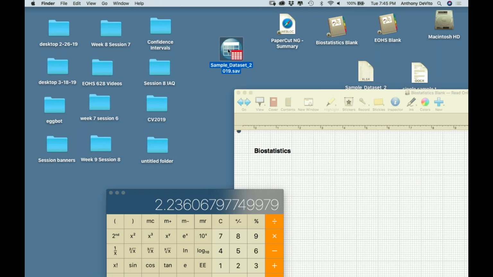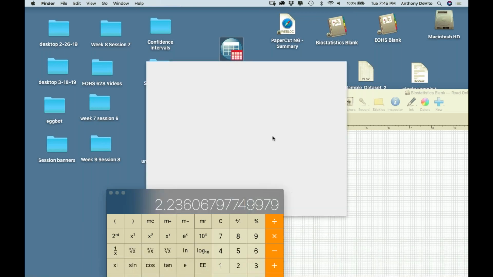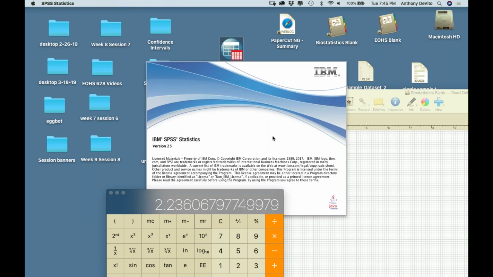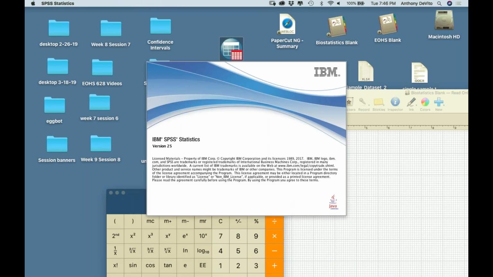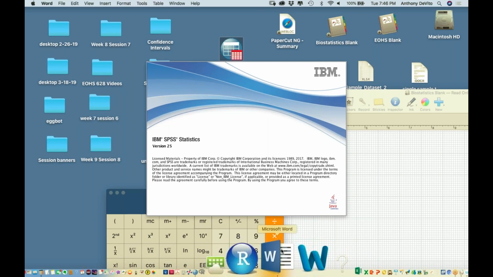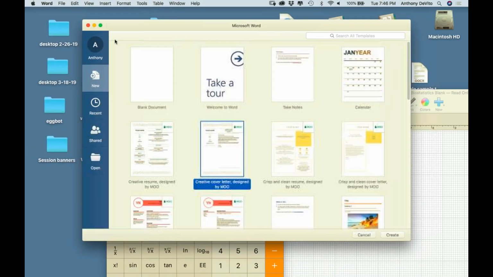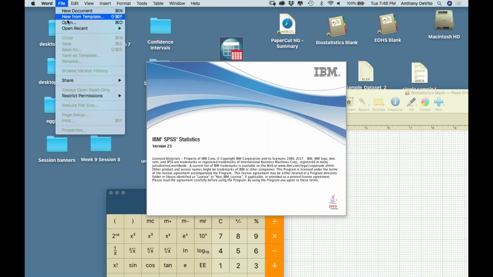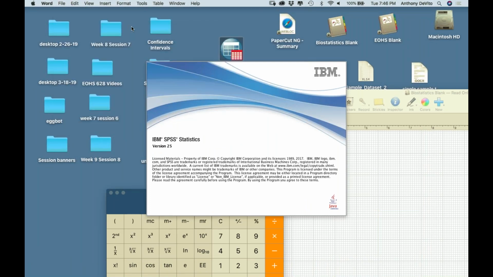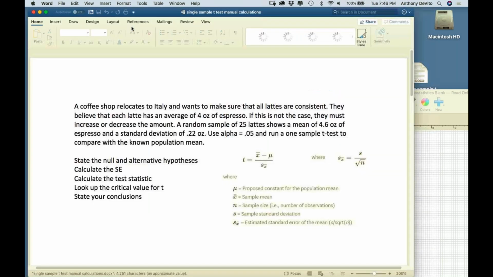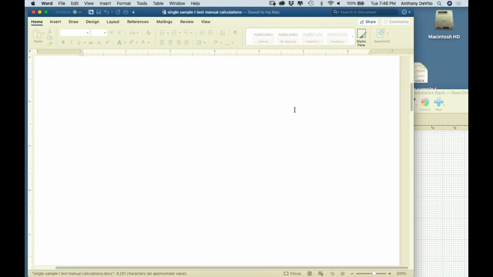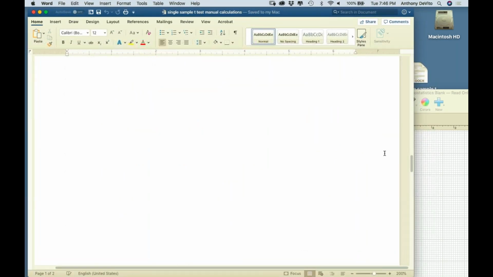Okay, come on, start up. There we go. Actually, I want to open that Word document again. The data set that I'm opening goes along with the last problem, I think, on this set of problems that we just went over. Come on, no beach ball.